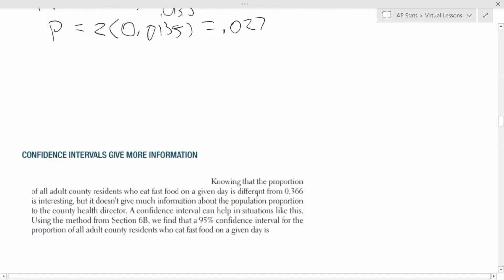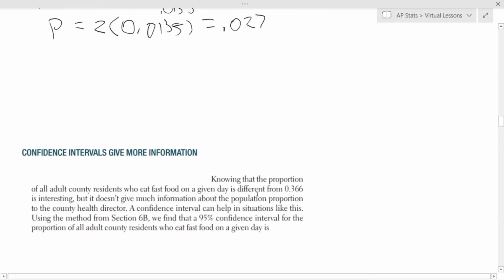Okay, and then the last little bit is just about how confidence intervals give us more information. So knowing that the proportion of all adult county residents who eat fast food on a given day is different from 0.366 is interesting, but it doesn't give much information about the population proportion to the county health director. So a confidence interval can actually help in situations like this.